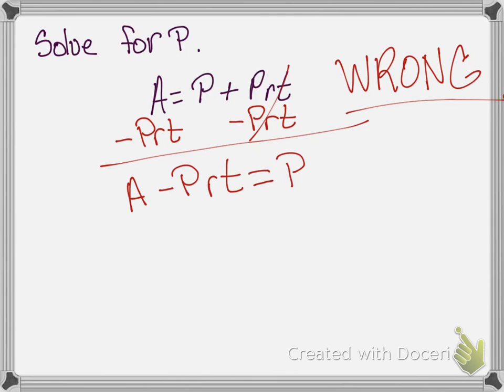PRT are all multiplied. So we've got a P here, but what else do I have over here? I've got another P. Okay? So I really haven't solved for P. I've solved for one of the P's, but I've left another P somewhere else. So it's not going to work. That's not how it works. So this is the wrong way to do it. Let's do it the right way.